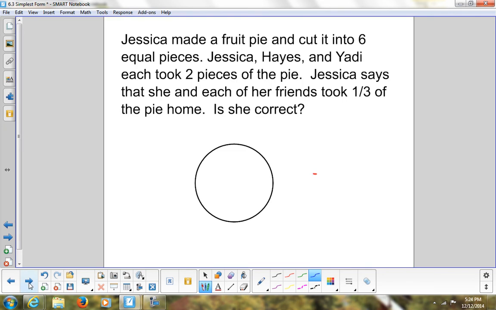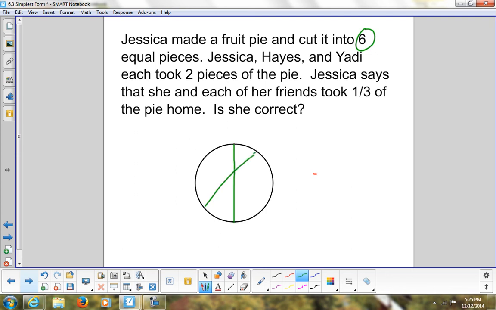Here's our problem. Jessica made a fruit pie and cut it into 6 equal pieces. Jessica, Hayes, and Yadi each took 2 pieces of pie. Jessica says that she and each of her friends took a third of the pie home. Is she correct? First thing I'm going to do is cut this pie into 6 equal pieces. So let's try to give that a shot.